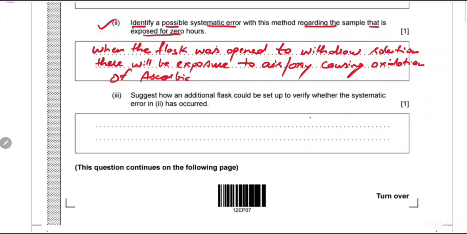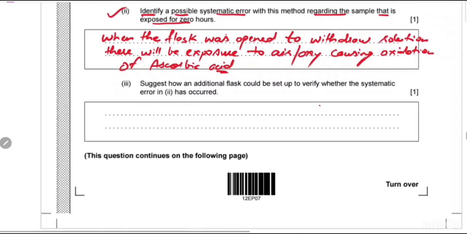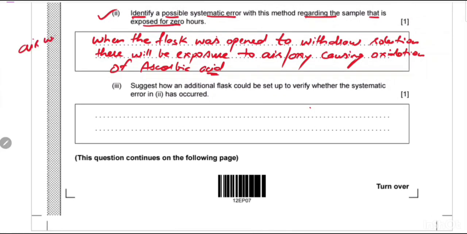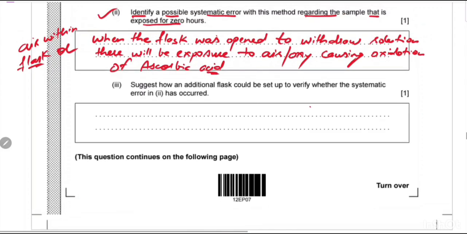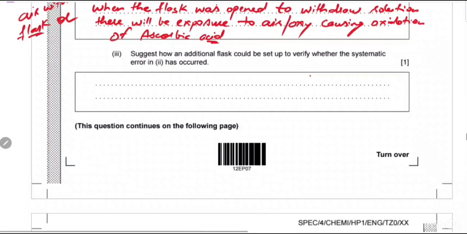This is your systematic error. At 0 hours also there will be oxidation because of the oxygen. When you withdraw, when the flask is open to withdraw solution, there will be exposure to air, or we can also say there can be air within the flask also, that can also cause oxidation. That can be the next point: air within the flask or air enters when you open the flask, both could be the answers. Next, part 3 suggests how an additional flask could be set up to verify whether the systematic error in 2 has occurred or not.